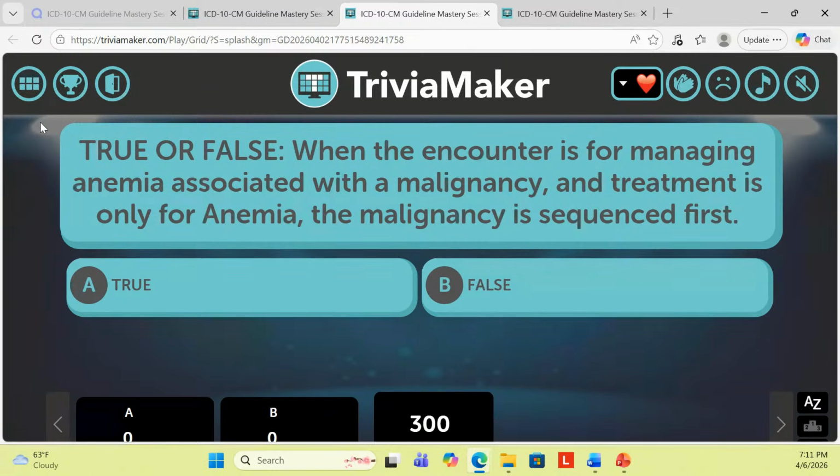When the encounter is for managing anemia associated with a malignancy and treatment is only for anemia, the malignancy is sequenced first. Is this going to be true or false? What do we think?